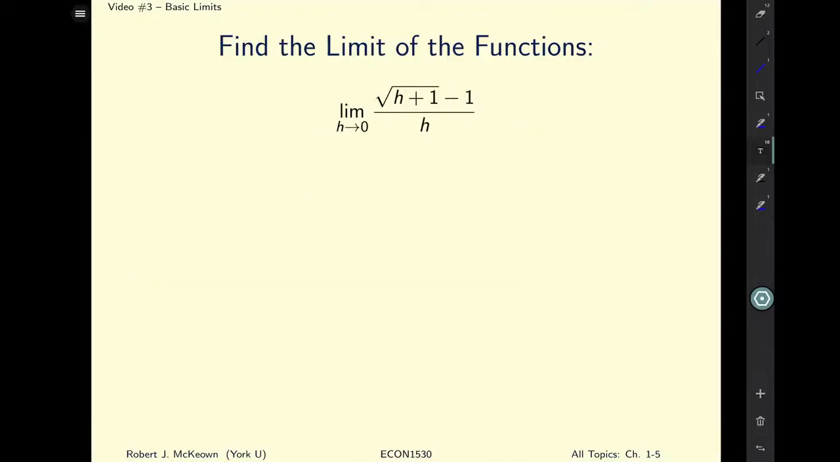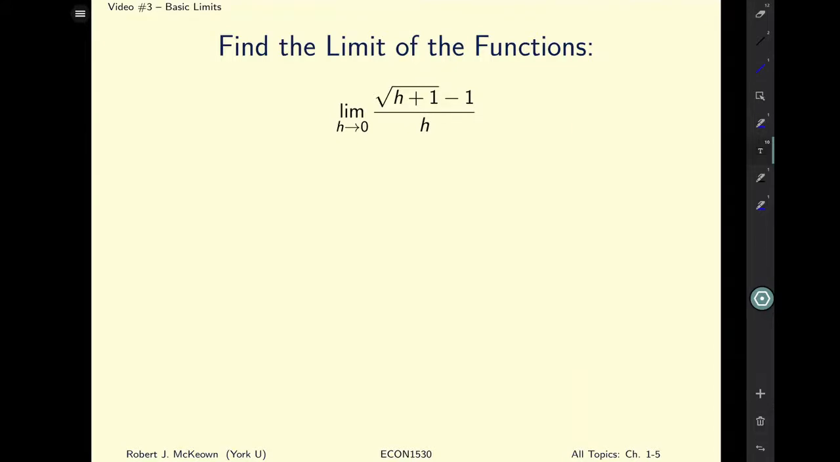Let's try a harder problem. So we want to find the limit of this function. What kind of expression do we have here? Well, we have a radical expression, and we want to find the limit when h approaches 0.